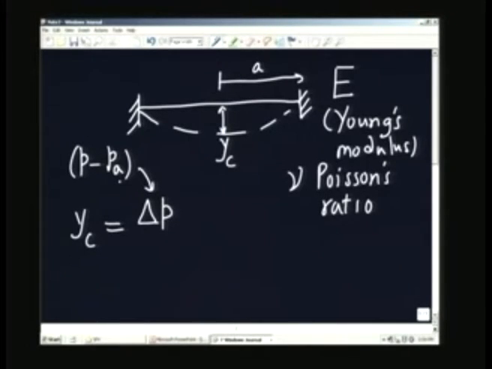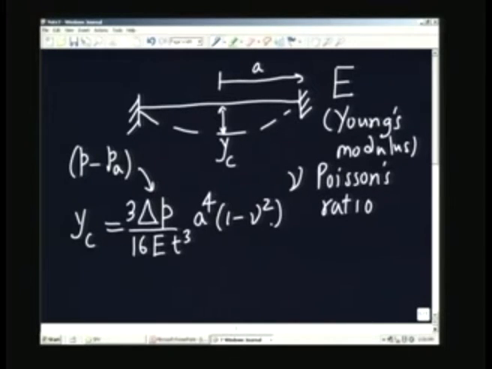P_A is the atmospheric pressure, P is the pressure being measured, and P minus P_A is delta P. The center displacement equals 3 times delta P divided by 16 times the Young's modulus times the cube of the thickness t, multiplied by the fourth power of the radius a, multiplied by 1 minus the square of the Poisson's ratio.